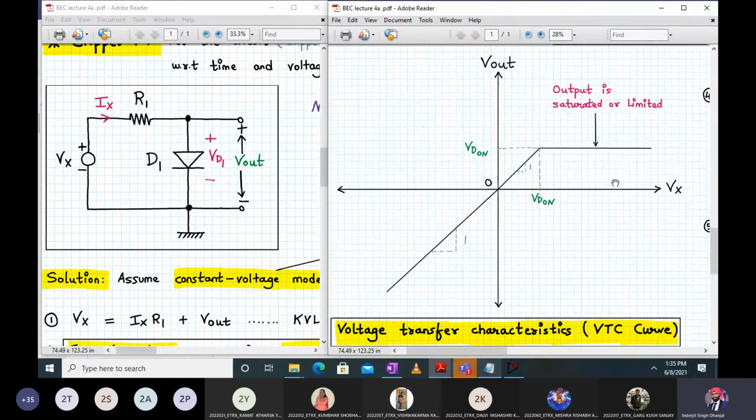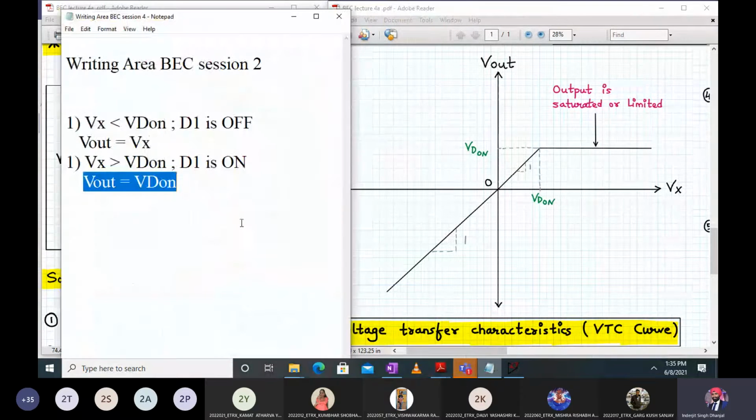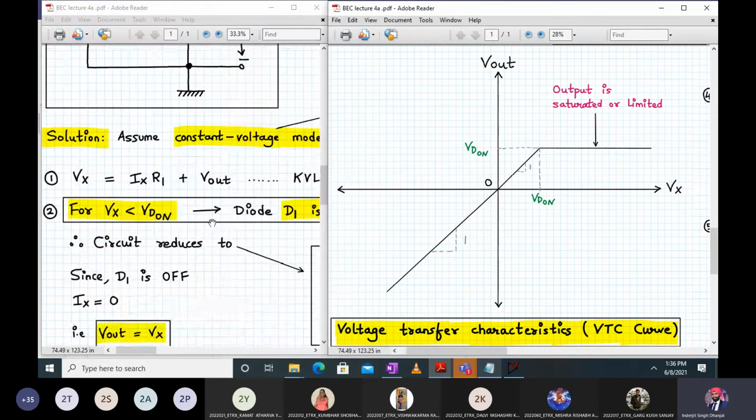So in the negative direction of Vx, my output and input are the same. And in the positive direction, until Vx reaches Vd on, you see very clearly, if Vx is less than Vd on, up till here you will have a straight line passing through the origin. As soon as Vx becomes greater than Vd on, it will keep the voltage across it constant. So we can say that the output voltage is saturated or limited. Fine.